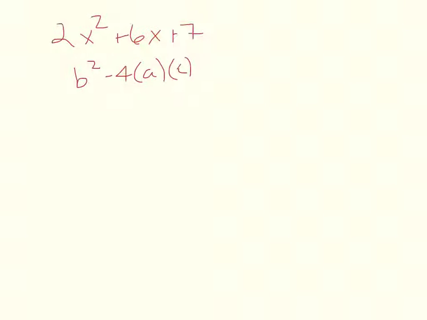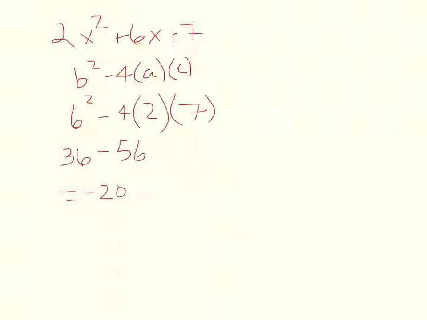So b squared would be 6 squared minus 4 times 2 times 7. So I have 36 minus 4 times 2 is 8. 8 times 7 is 56. And so that gives me negative 20. So what this tells me is I have two imaginary roots. So you see how this works. Okay, moving on, we're going to talk about the quadratic formula.